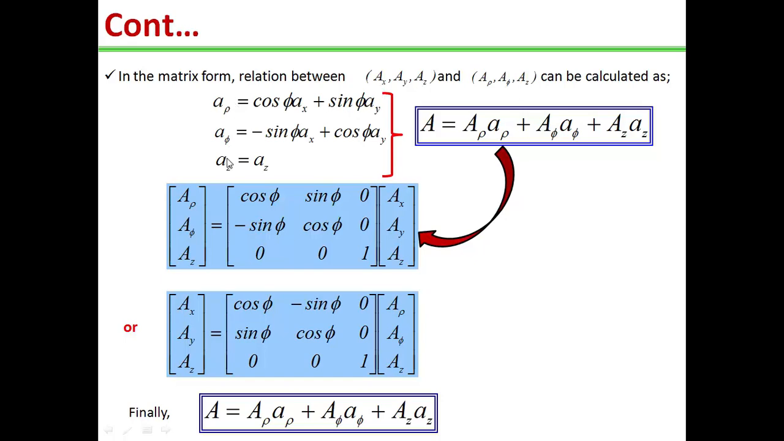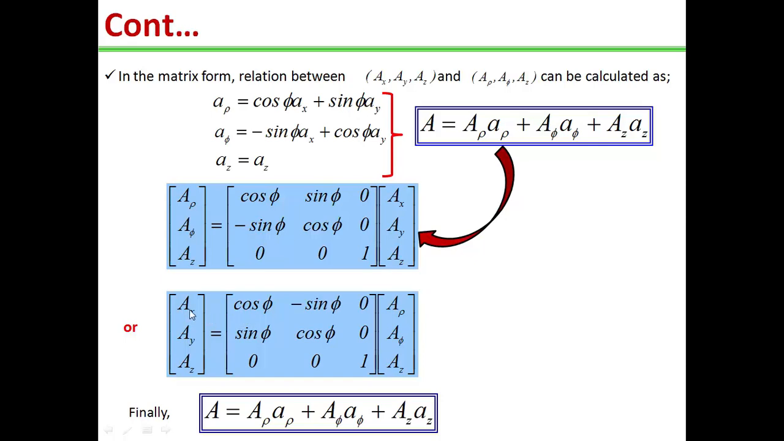Earlier we have this relation of a rho, a phi, az unit vectors with the unit vectors ax, ay and az. After putting the unit vector values of a rho, a phi, az in this equation, we will find this matrix relation. In this matrix relation, a rho, a phi, az, that is the magnitude in rho, phi and z direction, is equal to the matrix cos phi, sin phi, 0; minus sin phi, cos phi, 0; 0, 0, 1, multiplied by ax, ay and az, that is the magnitude in x, y and z direction in the Cartesian coordinate system.